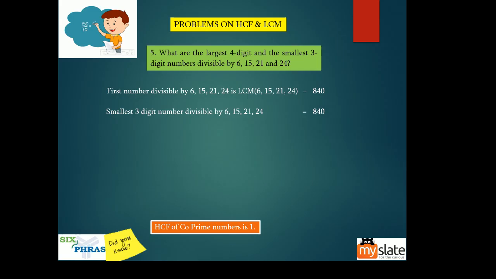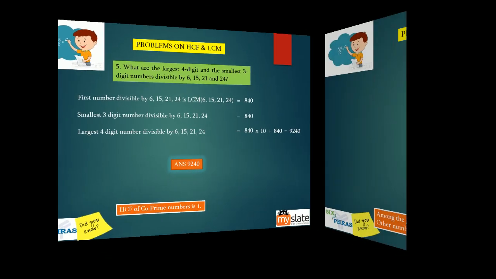So we got the smallest 3-digit number. Right now we need the largest 4-digit number. So what do we do? Bring this close to 10,000. Multiply it by 10, you get 8,400. 8,400 plus 840 will be 9,240. So this should be the largest 4-digit number, because if you add one more 840 to this, the number of digits will go beyond 10,000. So this is the largest 4-digit number. Hence the answer is 9240 and 840.